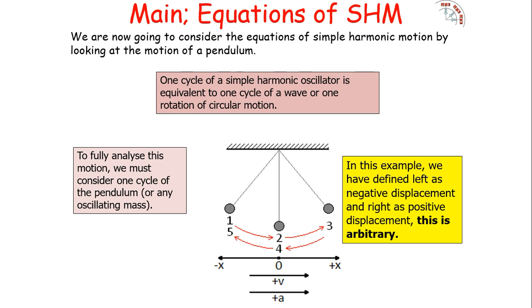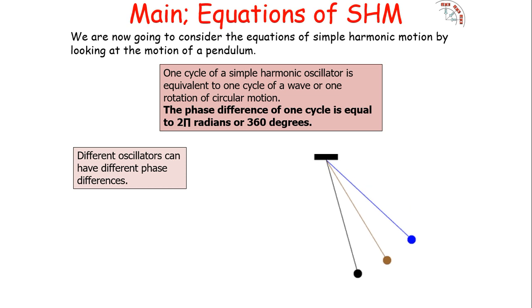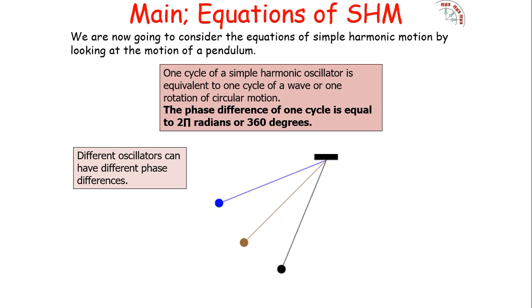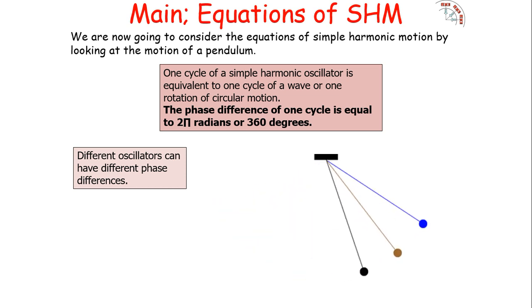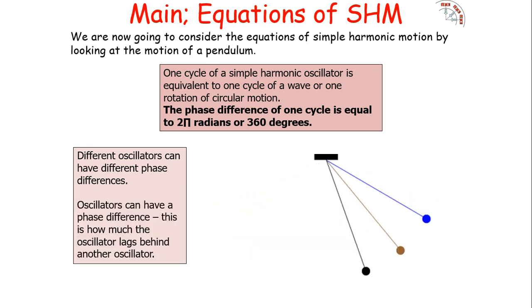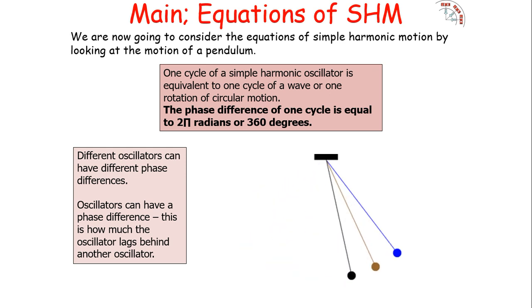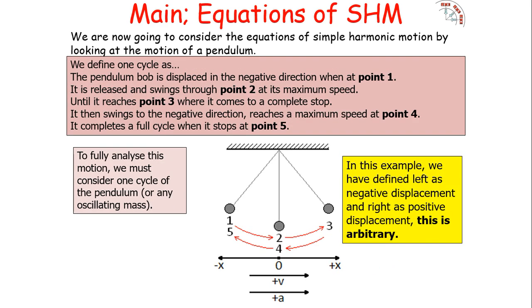So one cycle of a simple harmonic oscillator is equivalent to one cycle of a wave, or one rotation of circular motion. So therefore the phase difference of one cycle in simple harmonic motion is equal to 2 pi radians, or 360 degrees. Now note, different oscillators can have different phase differences because they might not always be the same distance apart in their cycle. Oscillators can have a phase difference, and that's basically how much an oscillator will lag behind another oscillator. So let's consider what's going on.